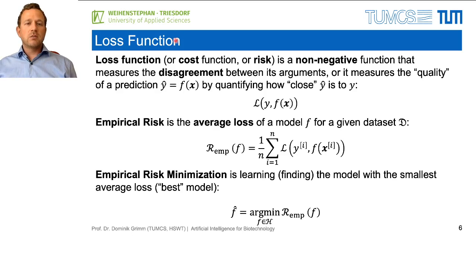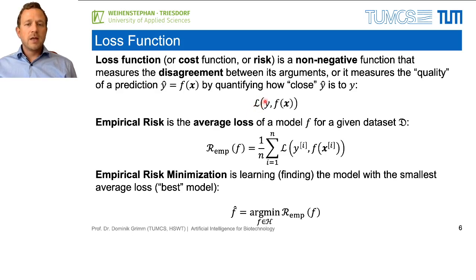So the loss function, which is usually also called in some cases the cost function or the risk, is a non-negative function that measures the disagreement between its argument, which means it measures actually nothing else than the quality of our prediction y hat. And how can we measure the quality of a prediction? We quantify how close our prediction is to our original variable y.